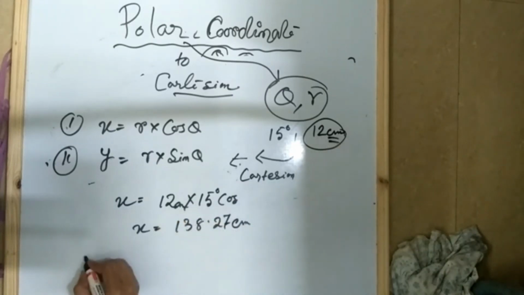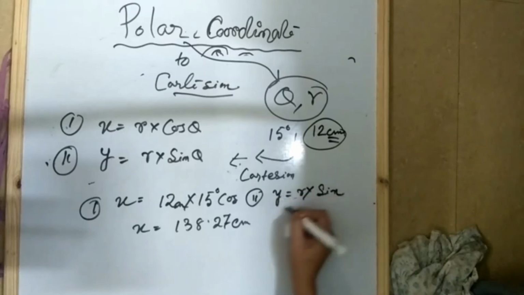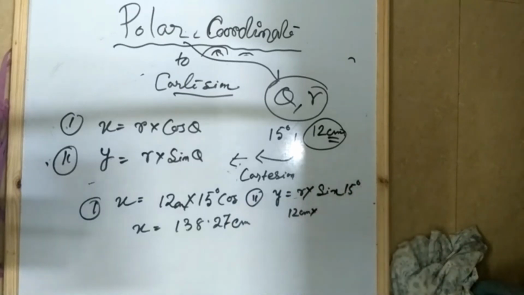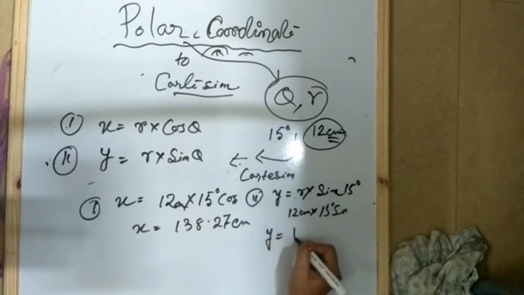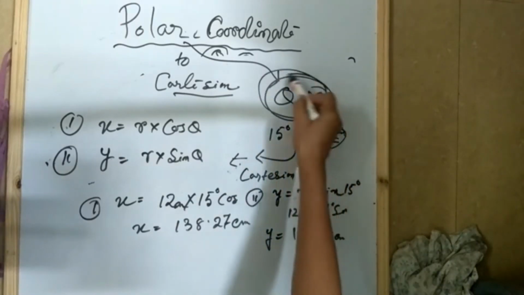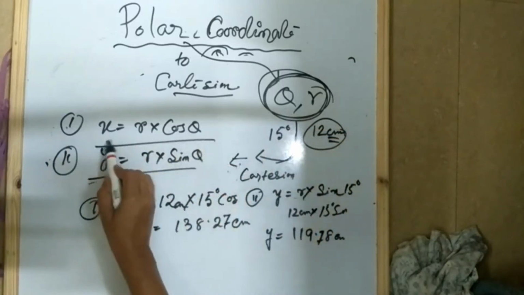And for the y value, r into sine theta. r is 12 centimeter and theta is 15 degree. Then you press sine of 15 degree on the calculator, and multiply 12 with that value. You can easily get the y value. y is 119.78 centimeter.